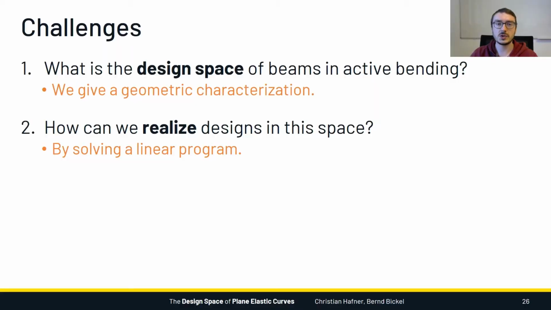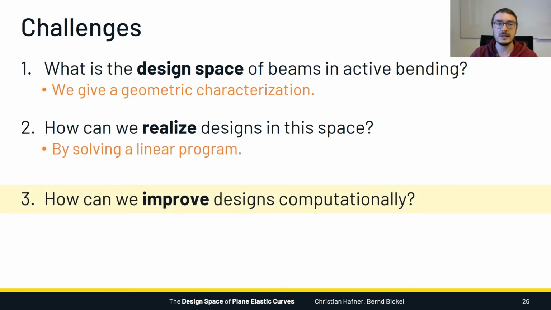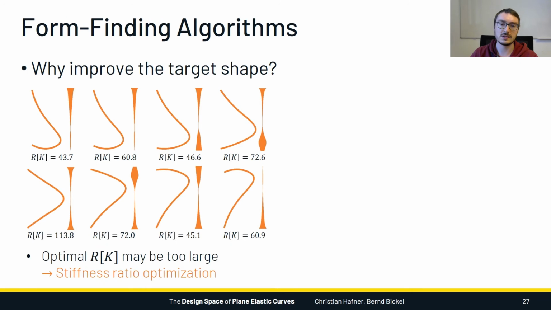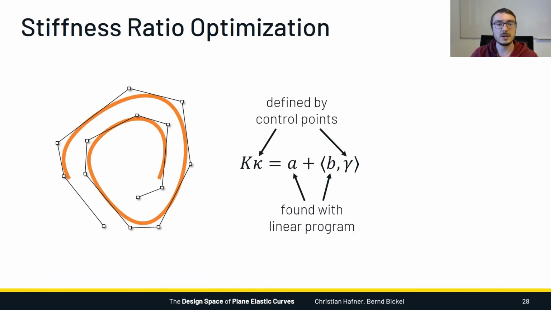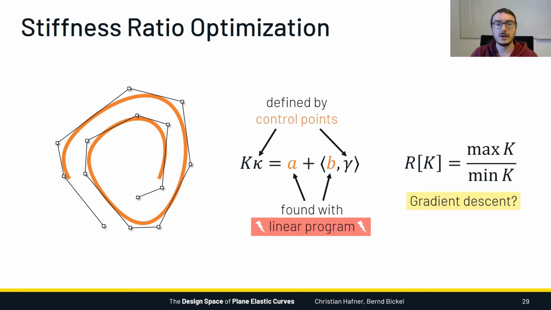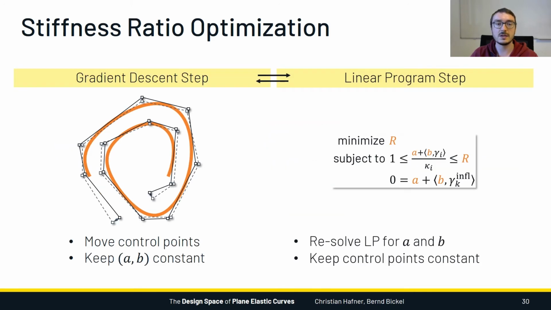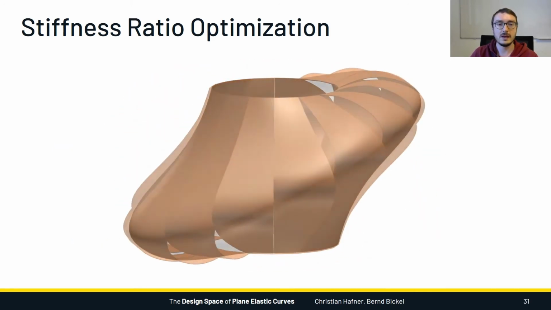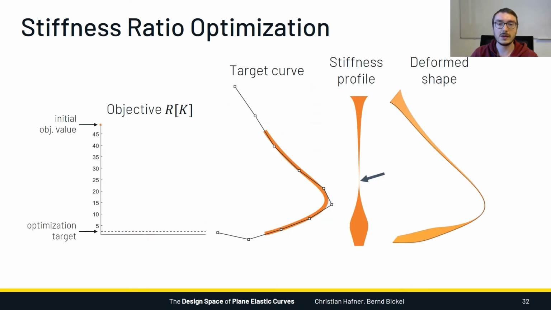Not every design which can be realized in theory is very practical for fabrication. So this leads to the question, how can we improve such designs? If we take one of these section curves and compute the stiffness profile with the linear program, we will see that it has this extremely narrow section that makes it unusable in practice.